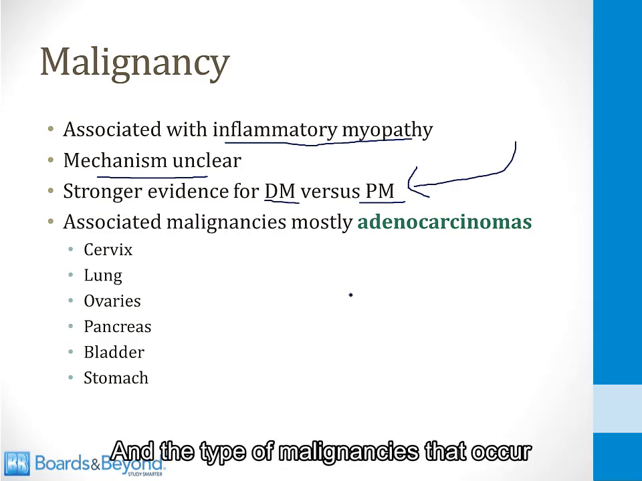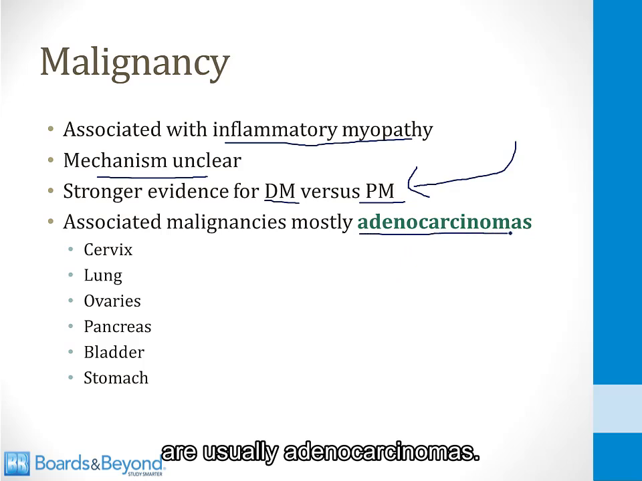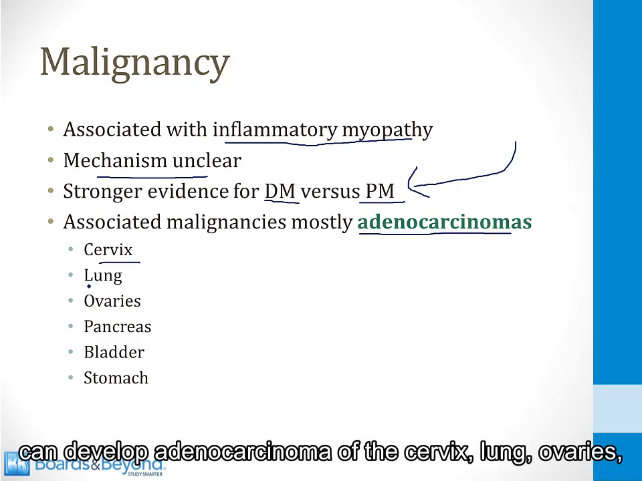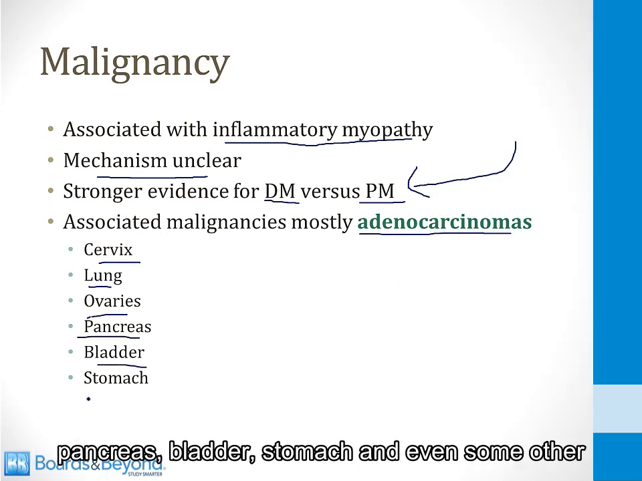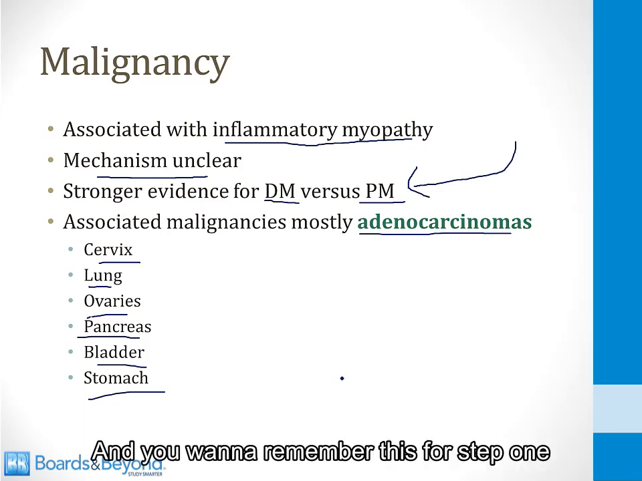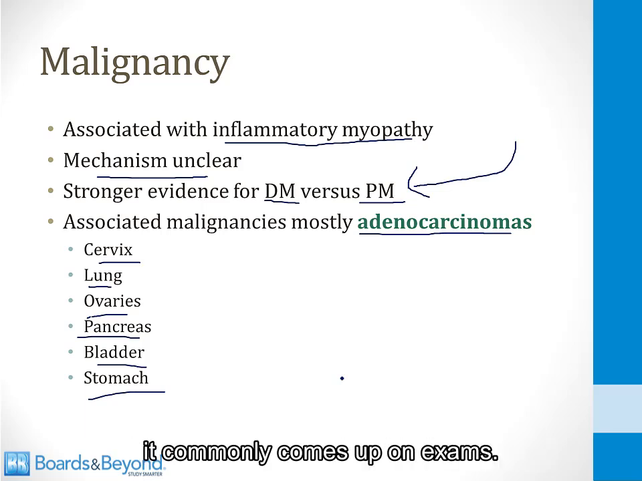And the type of malignancies that occur are usually adenocarcinomas. So patients with these disorders can develop adenocarcinoma of the cervix, lung, ovaries, pancreas, bladder, stomach, and even some other organ systems. And you want to remember this for Step 1. It commonly comes up on exams.